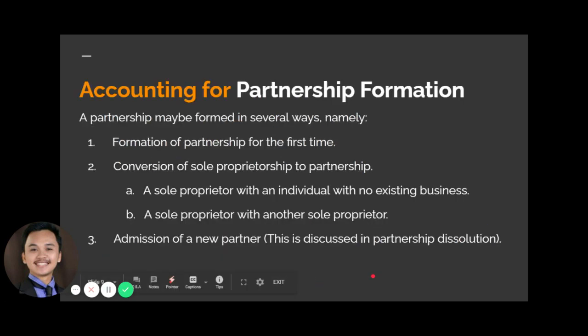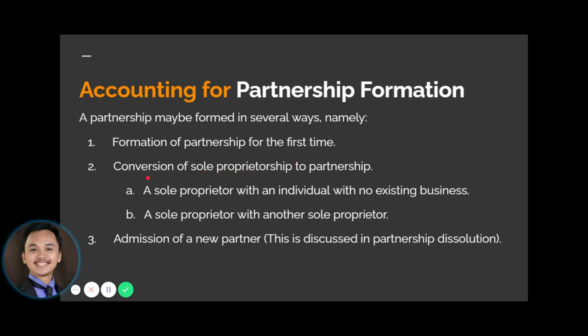Okay, let's continue. So this time, let's now have the actual accounting for partnership formation. So there are three ways we could form a partnership. First is formation of partnership for the first time, meaning the partners are new in the business, meaning they don't have any existing business. They don't have any existing books of accounts.